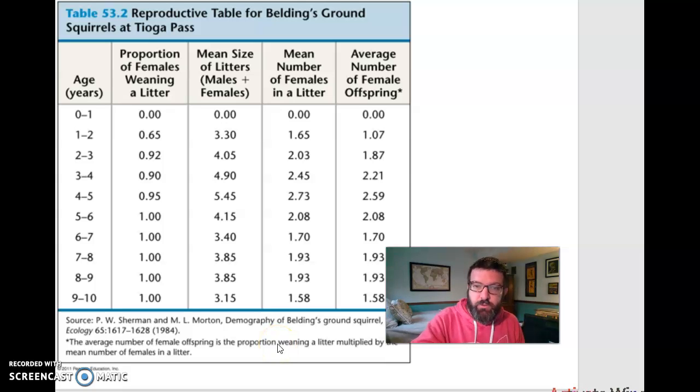That said, Belding's ground squirrels continue having maybe not quite as many, but a good number of offspring through the end of their life, whereas other organisms, again, like humans and others, have an end time, right? Menopause is something that occurs in humans, and after mid-40s to 50s, women can't have babies anymore. And so knowing that helps you understand population growth dynamics of a particular species.